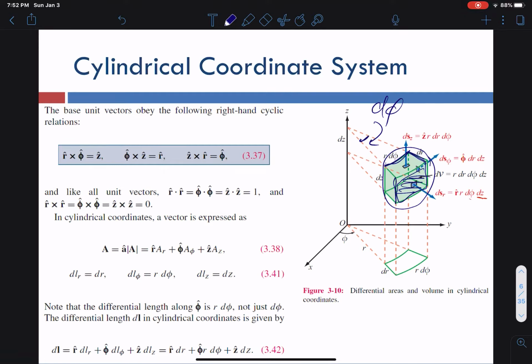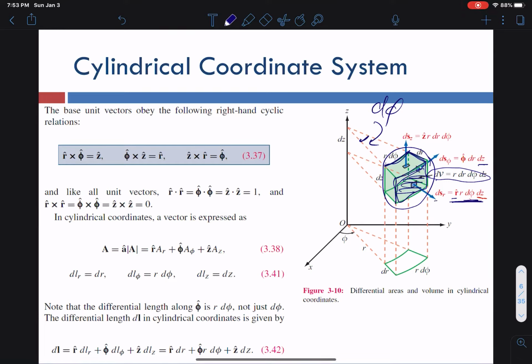And if you try to find the volume, you have to multiply all three dimensions over here. So dv is the smallest volume possible, and dsr is the differential area vector. If you try to find only the magnitude ds over here, which is the round surface area, it is r d phi dz, right? So that is for the cylinder.